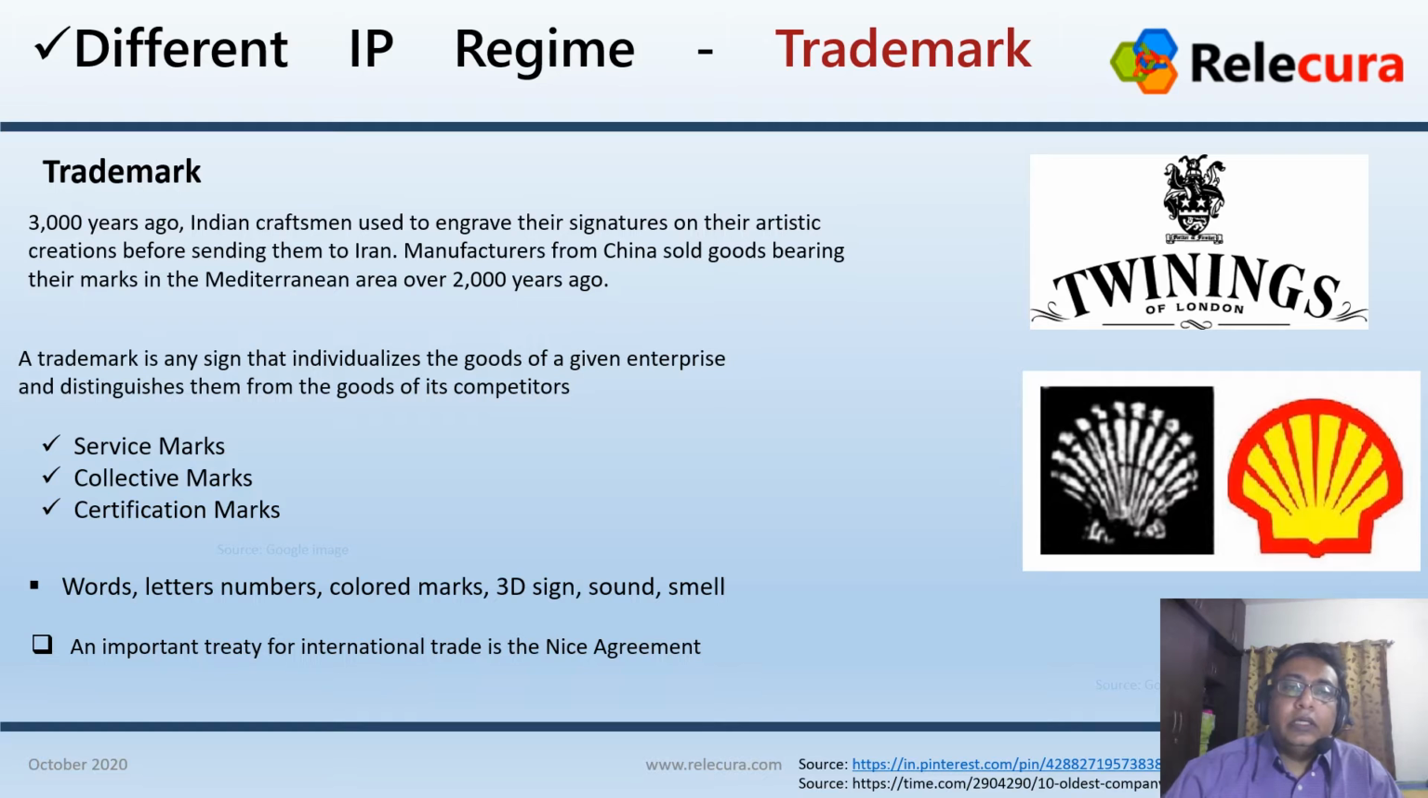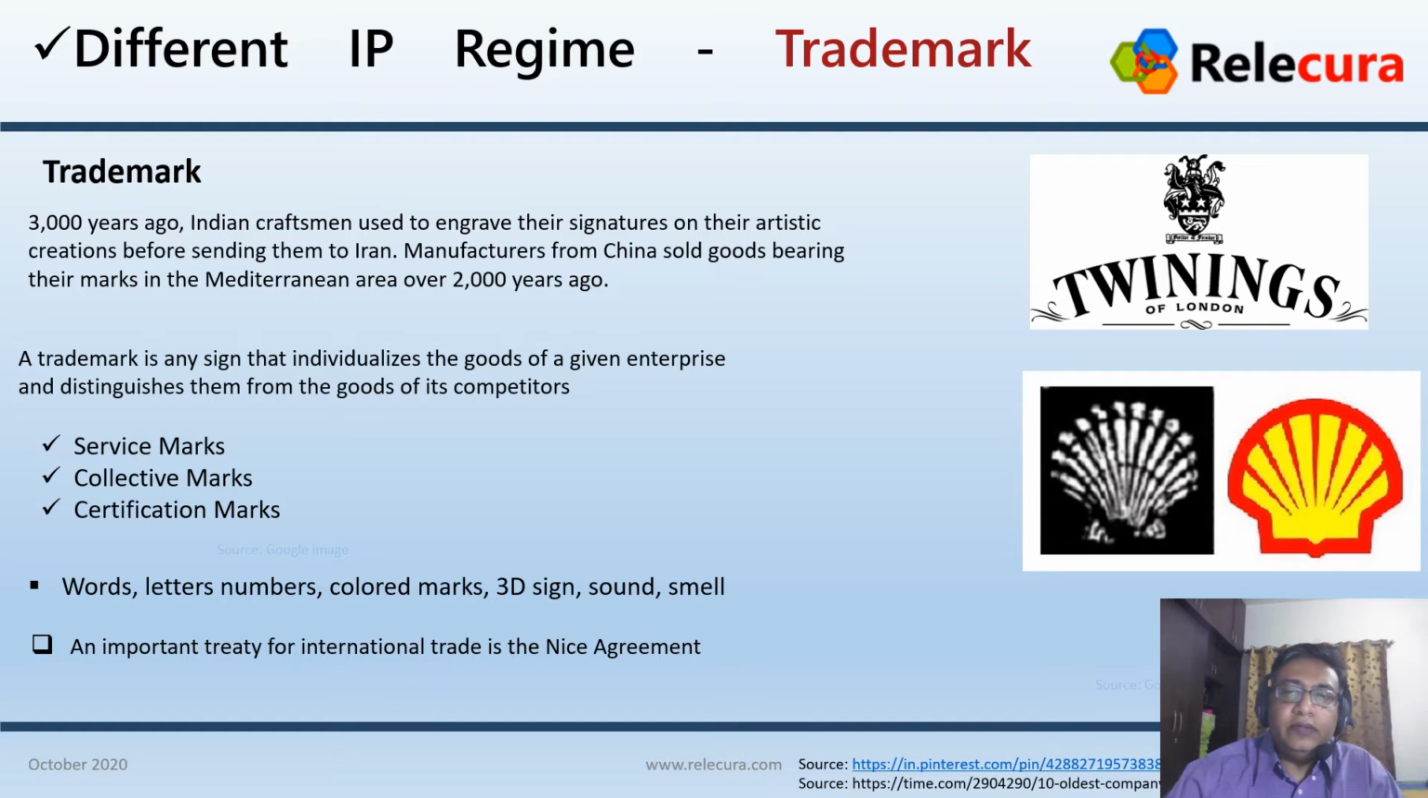Another IP regime is the trademark, which is a very important regime, and it's a very ancient IP regime. Even in the older years, as you can see here, 3000 years ago, Indian craftsmen used to engrave their signatures on their artistic creations before sending them to a different country. Similarly, manufacturers from China also sold goods bearing their marks. It was around 2000 years ago.